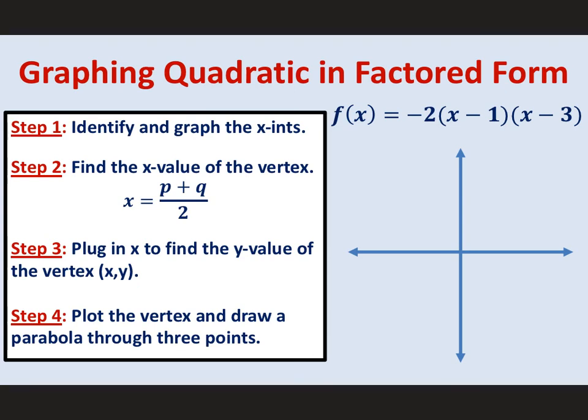So our first step here, what we're going to do is we're going to identify and graph the x-intercepts. First things first, I have a minus 1 right here. So my first x-intercept is going to be at positive 1, 0.